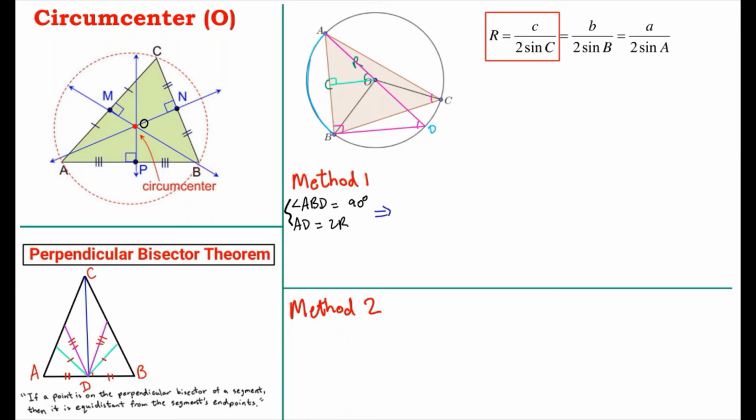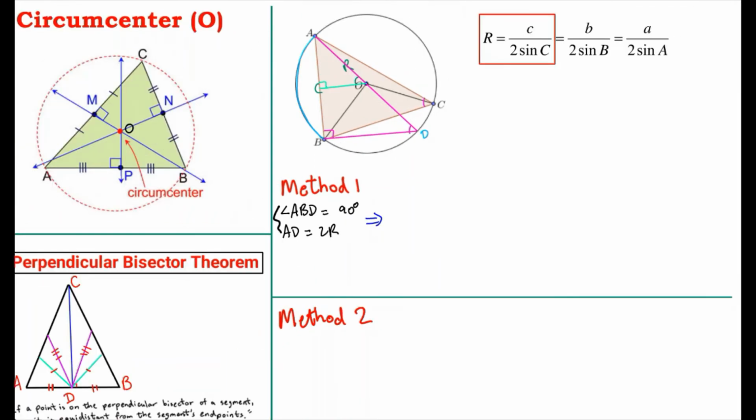Since we know this, this makes it so that sine D, which is over here, is equal to C divided by 2R. Since angle D and C are both the same, since they're both inscribed angles and share the same arc AB, this means that sine C is equal to C divided by 2R. Putting this into this over here, you'll get just that.